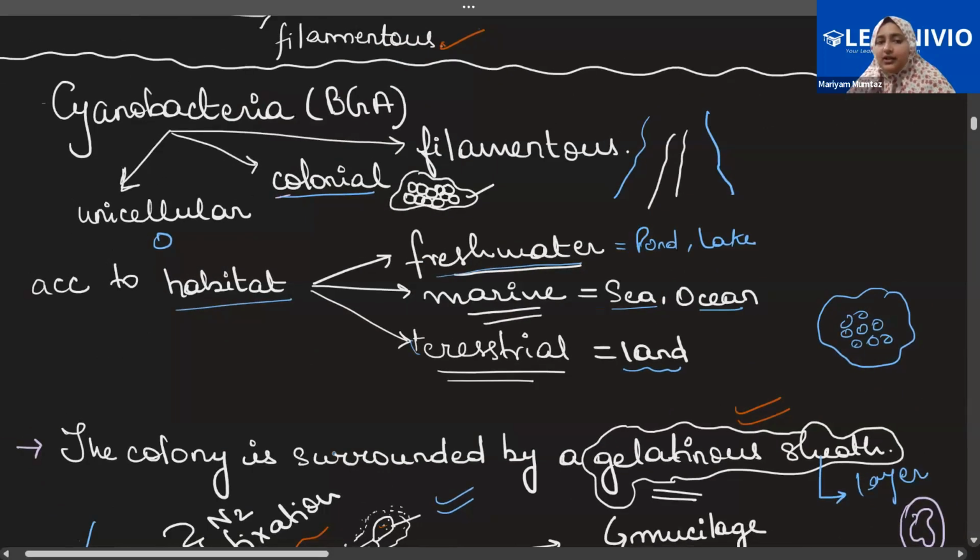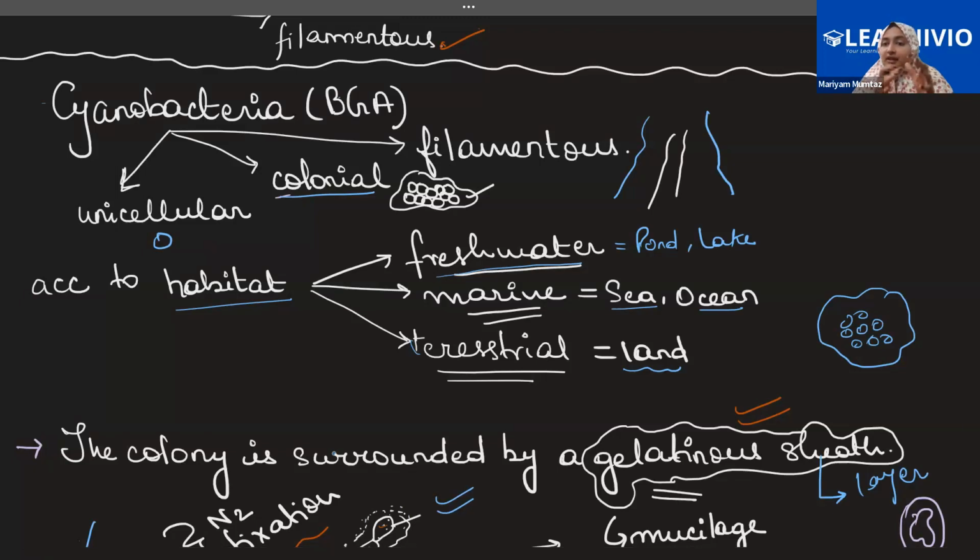It can be unicellular, present as one cell. It can be colonial, when many cells come together and form a colony. Or it can be filament-like, filamentous.